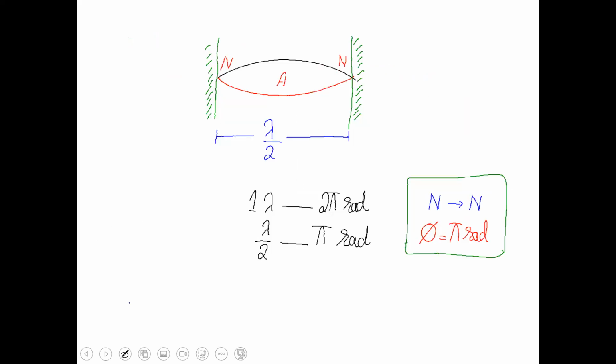Now look at this screen, this is node to node, and this is a very important concept. Node to node, the phase difference is pi radian, and the difference of lambda is 2 pi radian, 1 lambda.